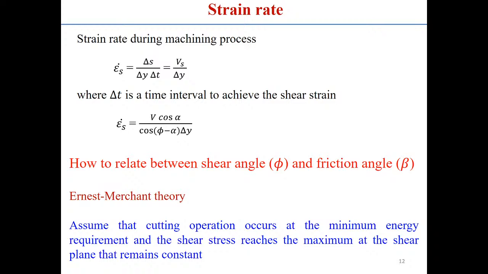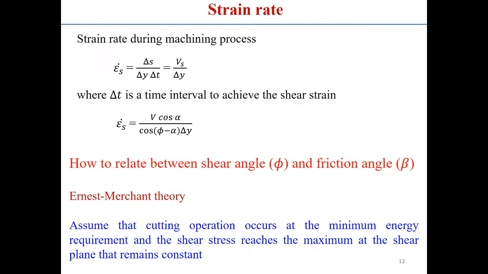Now the strain rate. Simply understand it as d epsilon by dt, that means the change of the strain with respect to the change of time. Delta s by delta y is the strain, and dividing by delta t gives the strain rate. Now delta s equals v into t, velocity into time, so delta s by delta t represents the velocity along the shear plane, or the shear plane velocity. That represents Vs.